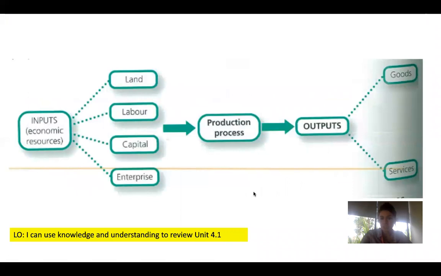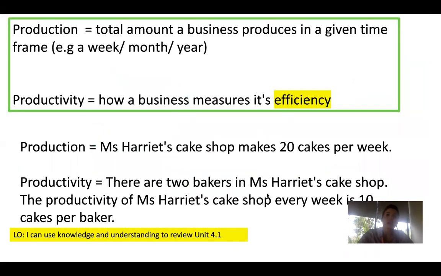The production process is shown here. The inputs are the four factors of production: land, labour, capital and enterprise, and the outputs include goods and services. So production is the total amount a business produces in a given time frame. Productivity is how a business measures its efficiency.